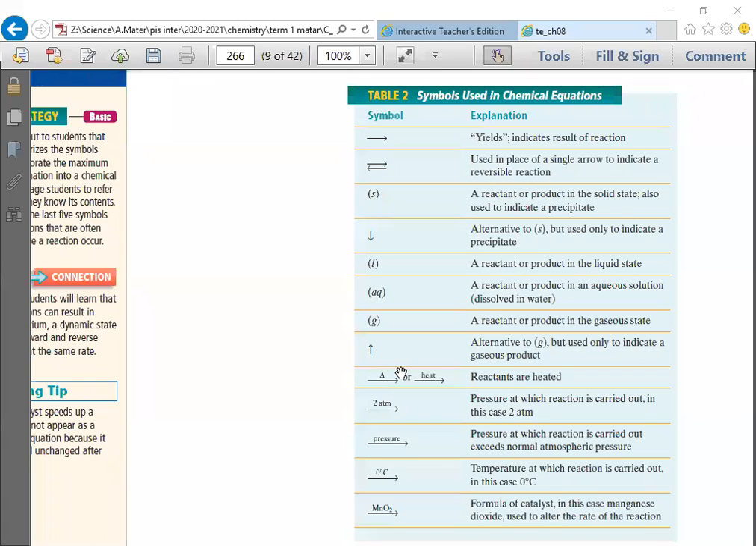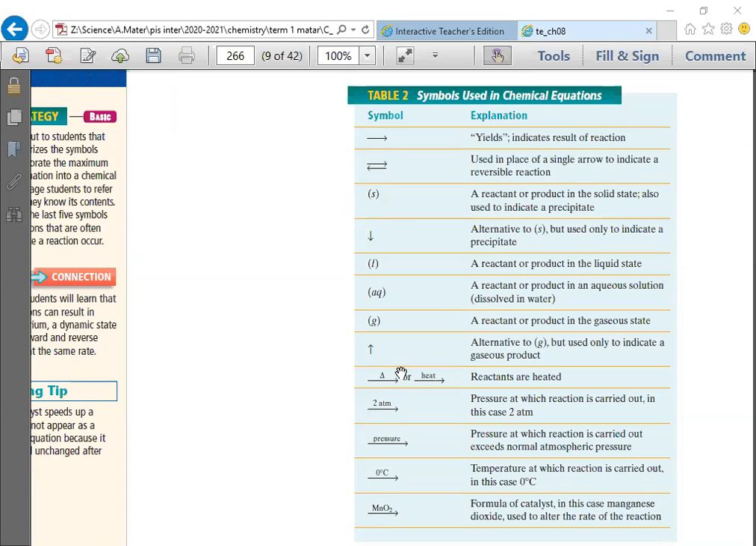(l) means liquid. (aq) means aqueous solution, that means this substance is already dissolved in water. (g) means gas. Arrow up represents that a gas has evolved or comes out from the tube. An arrow with a triangle above it, or the word heat, means this reaction needs to be heated up to happen, or this reaction just happens by heating.